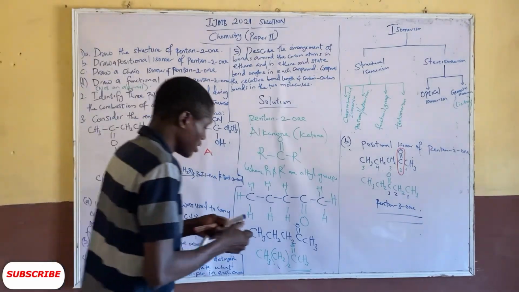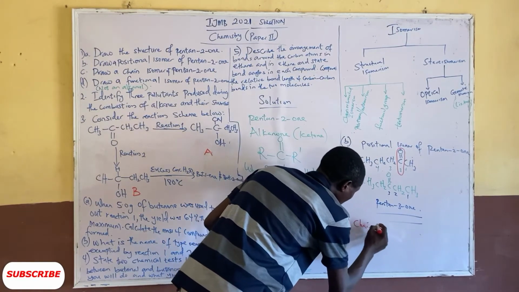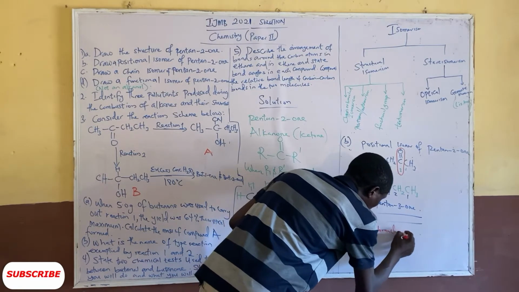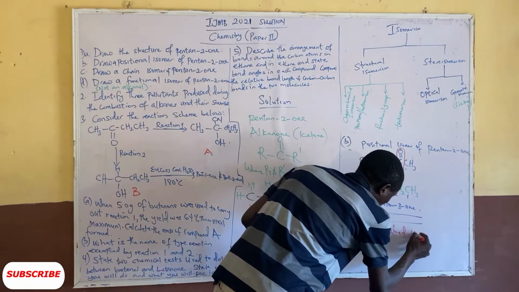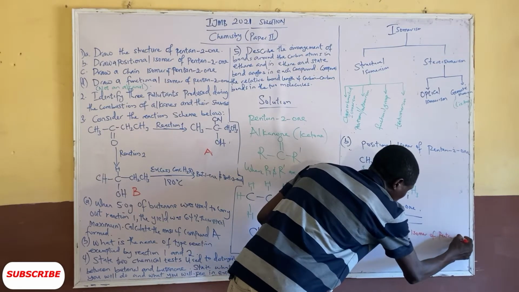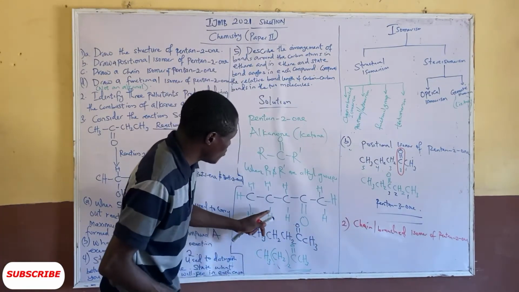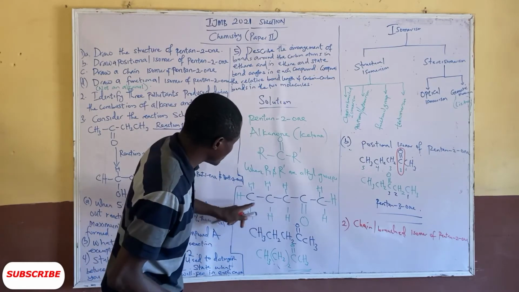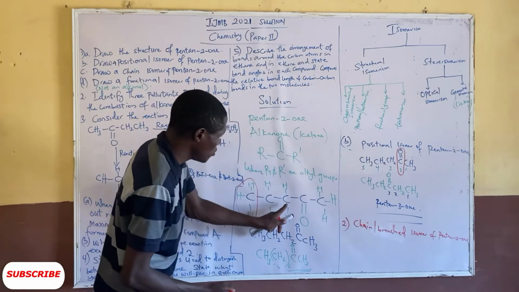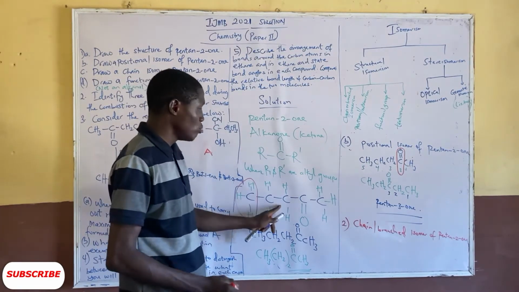The chain isomers, number 2. When I say the chain, it means branch. The branch isomers of pentan-2-one. Now, for instance, coming to this place, we can cut the branch and put it here. You cut this branch, which is a methyl, and put it underneath here.